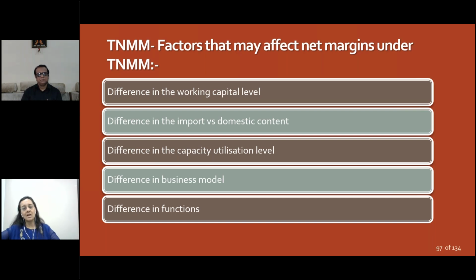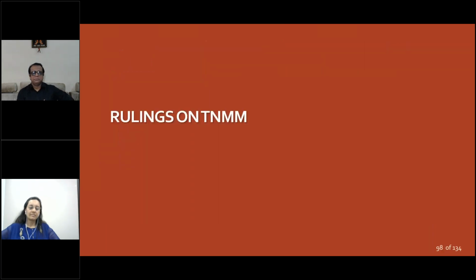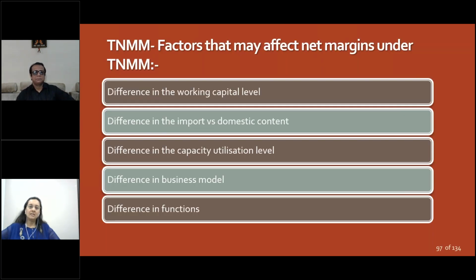Difference in business models. I may be doing advertising versus somebody who's not doing advertising. I may be doing sales promotion versus somebody who doesn't. I may be giving discounts versus somebody who doesn't. I may have a difference in functions. I may be a limited risk distributor versus a full-fledged distributor. So these things will all cause a difference in the net margin, which either have to be adjusted, and if I can't adjust them, then I have to reject that comparable.